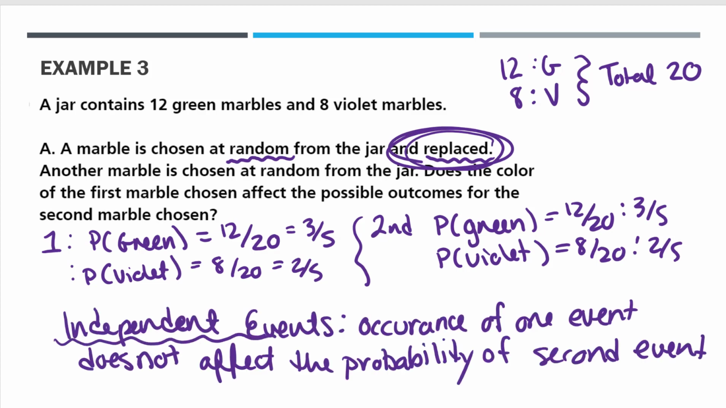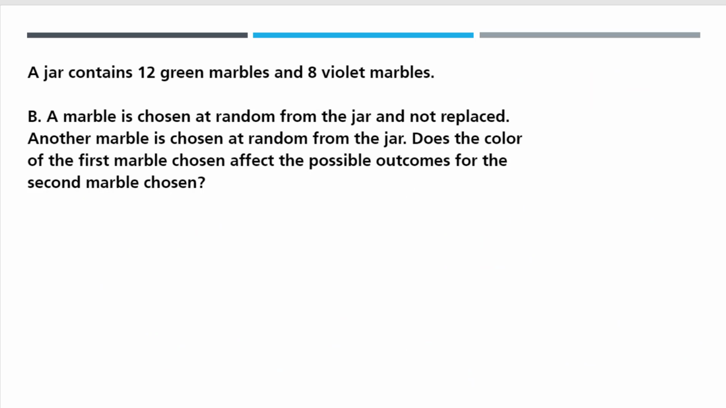So for independent events, the occurrence of one event does not affect the probability of the second event. Now we're talking about that same jar, 12 green and 8 violet. A marble is chosen at random, and it is not replaced. Another marble is chosen at random. Does the color of the first marble affect the possible outcomes for the second?